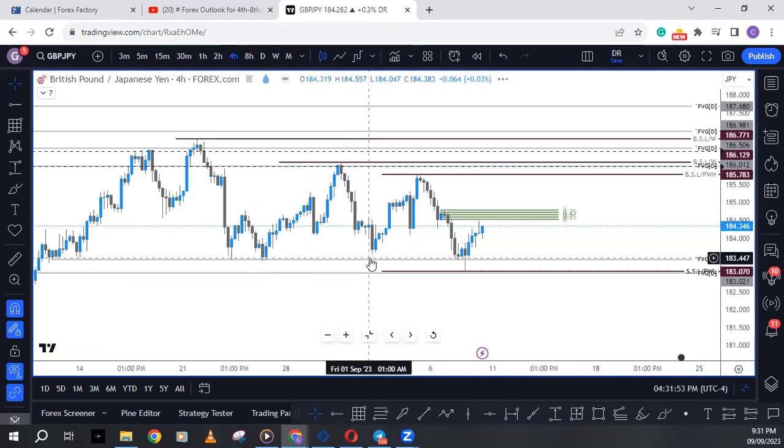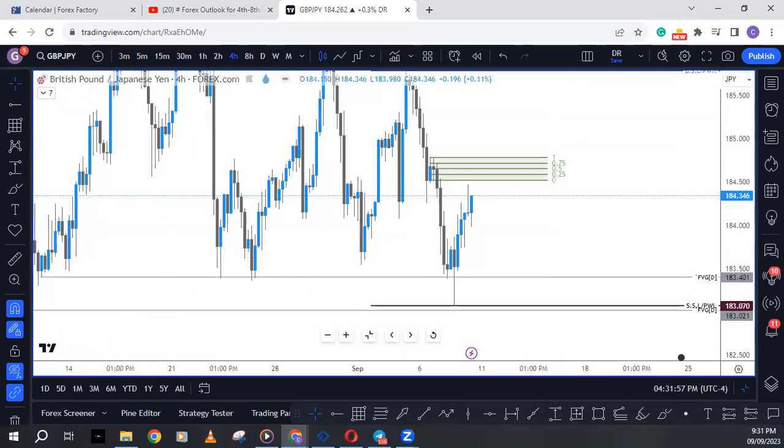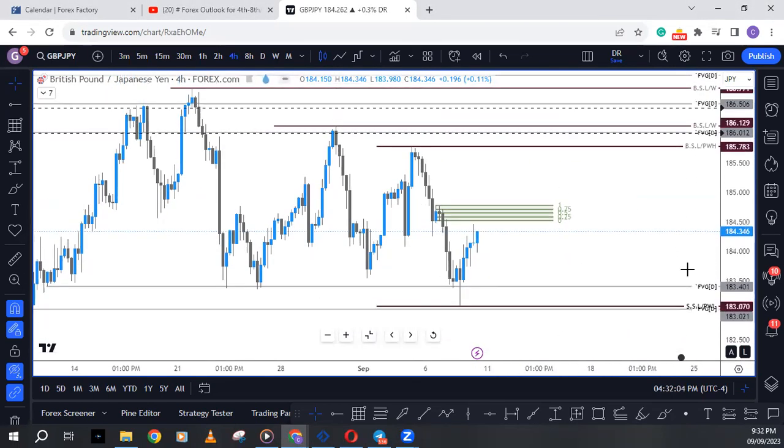But if we go to the 4-hour, sell side liquidity has been swept. All these lows here, price has swept it. So going into this new week, if this bearish order block gets taken, then price might move higher.